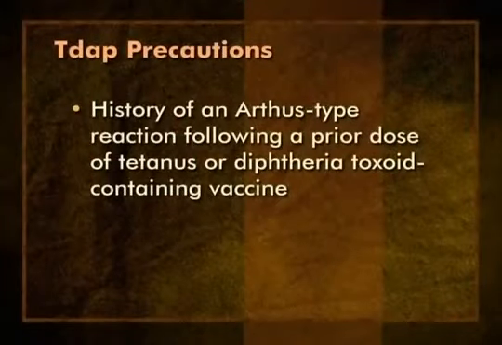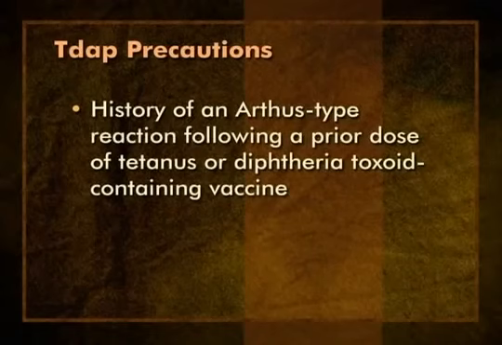The first precaution is a history of a serious or exaggerated local reaction, also known as an Arthus-type reaction, following a prior dose of tetanus or diphtheria toxoid-containing vaccine. Persons who experience a serious local reaction following a prior dose of tetanus toxoid or Td usually have high serum tetanus or diphtheria antitoxin levels. These persons should not be given a dose of Td or Tdap more frequently than every 10 years, even if they have a tetanus-prone wound.